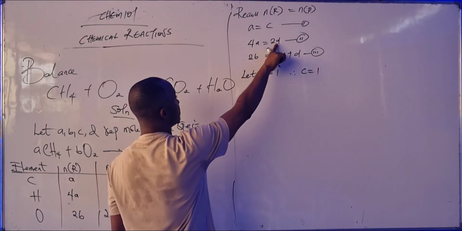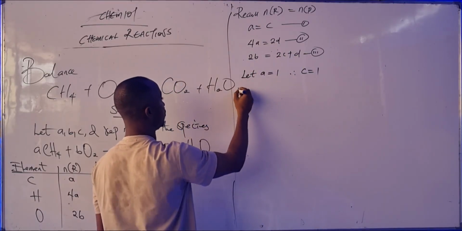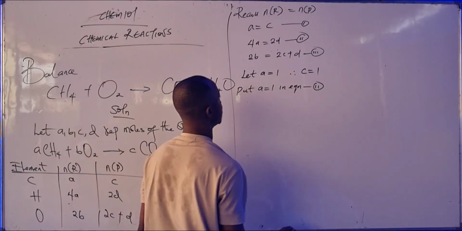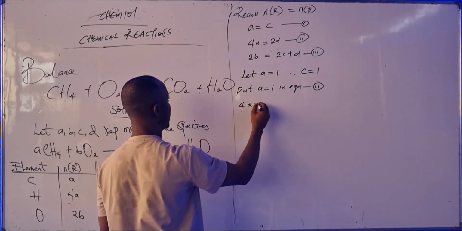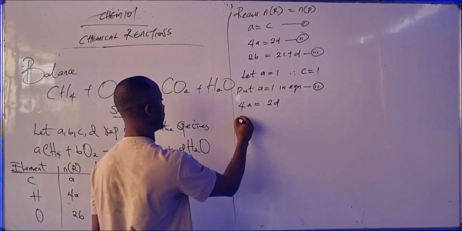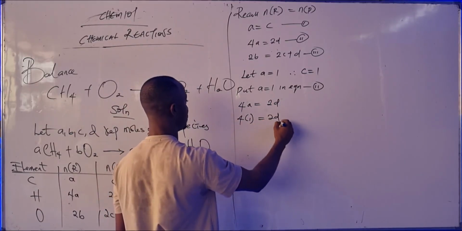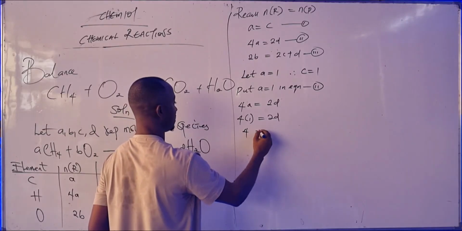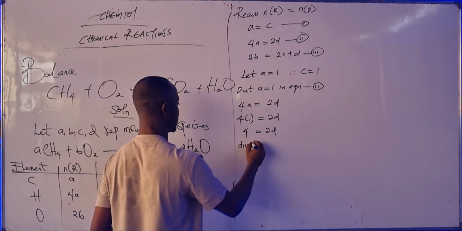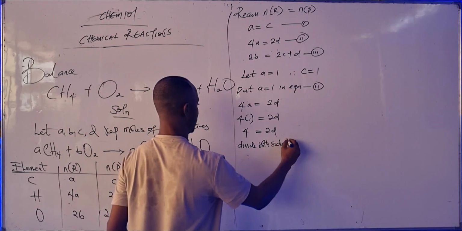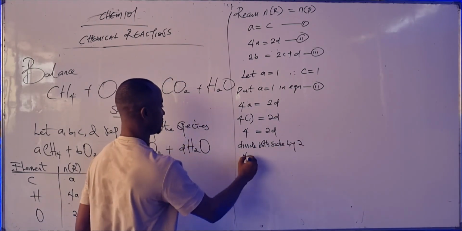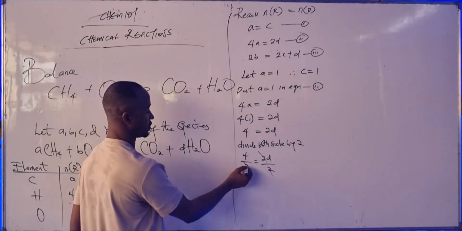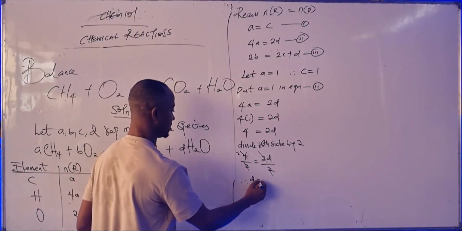If A equals 1, can we solve for D? So I will put A equals 1 in equation 2. Equation 2 says 4A equals 2D. So we have 4 times 1 equals 2D. How do we solve for D? You can tell me. 4 times 1 is 4, right? Equals 2D. So I'll divide both sides by 2. That will give us 4 over 2 equals 2D over 2. 2 goes with 2, and 4 over 2 is 2. That means our D is equal to 2.